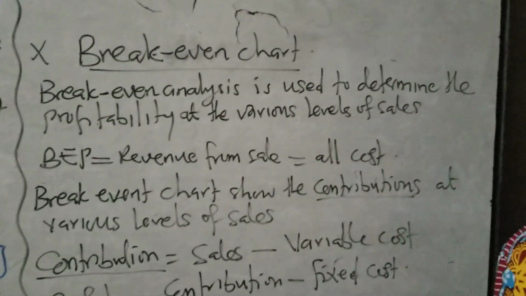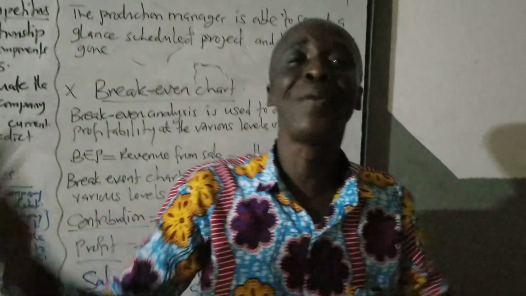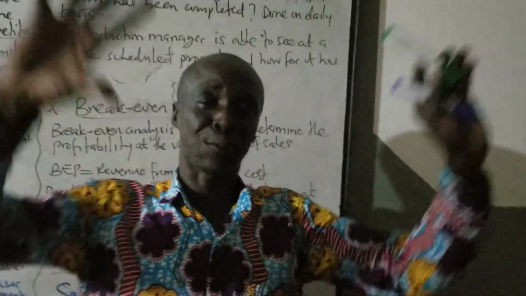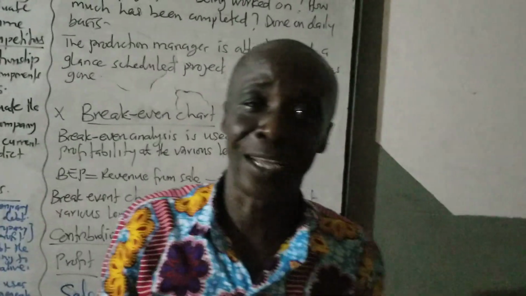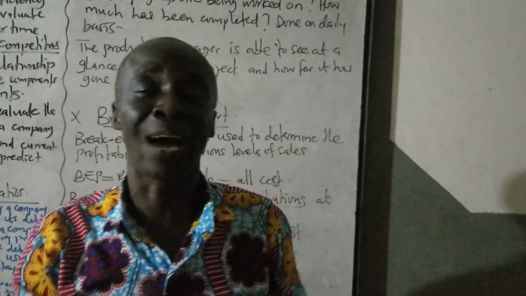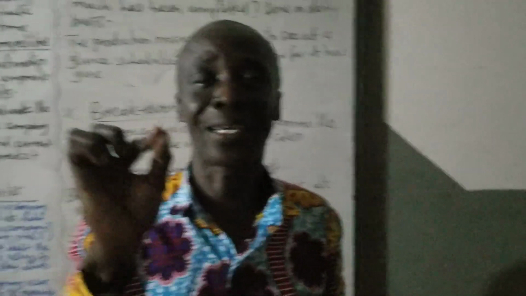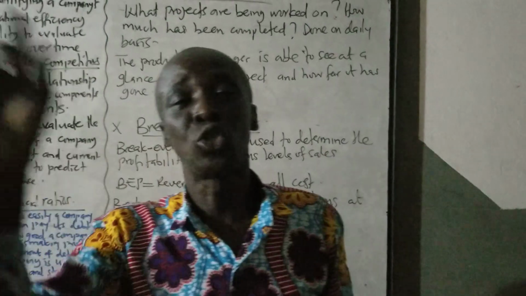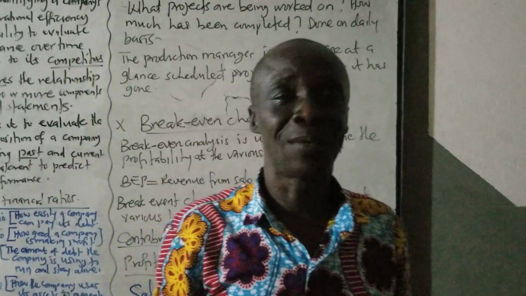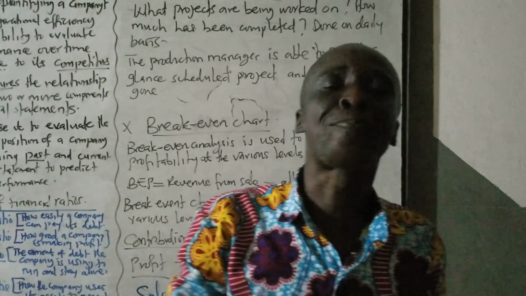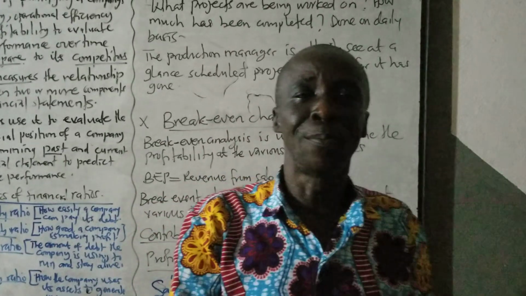In other words, if you are a sales manager or whoever you are, you should know how many products. Okay, you have spent money in manufacturing the product. Let's say you manufactured 1,000 units of the product. How much did you spend? Okay, you spent 10,000 Ghana cedis. Very good. How many products are you supposed to sell in order to break even?